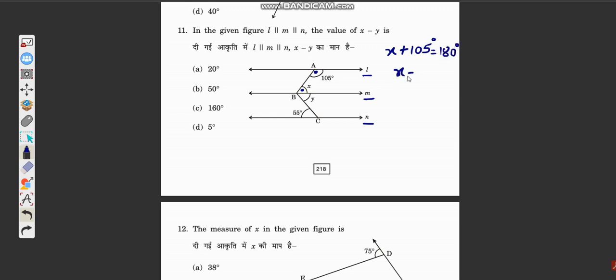So x plus 105 degrees equal to 180 degrees. So x equal to how much? Very easy, 180 minus 105 degrees. The answer is 75 degrees. This is x.